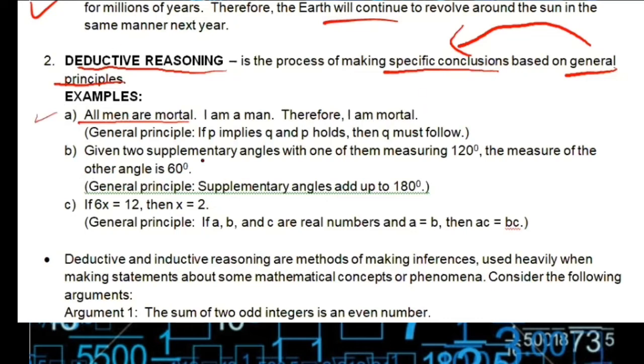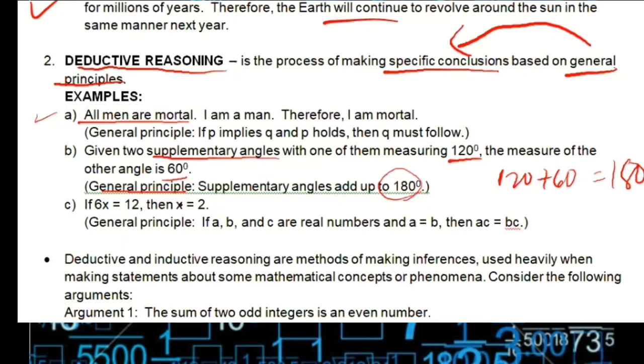Letter B. Given two supplementary angles with one of them measuring 120 degrees, the measure of the other angle is 60 degrees. So, general principle, we know the concept of supplementary angles. Supplementary angles are angles with sum of 180. Then, saka siya nagbigay ng specific examples. 120 degrees saka 60. So, 120 plus 60, the sum is 180. Sa dami ng pwedeng pag-add na angle na ang sum 180, isa lang binigay niya example. Isang pares lang.